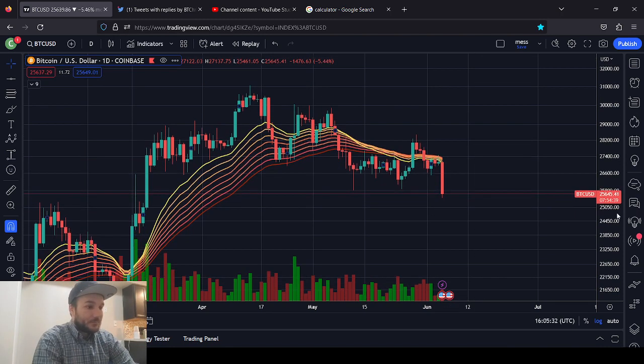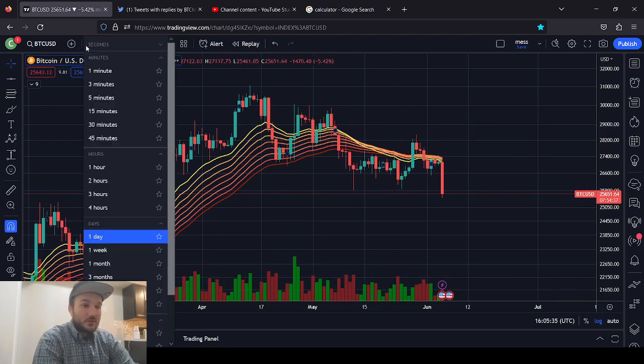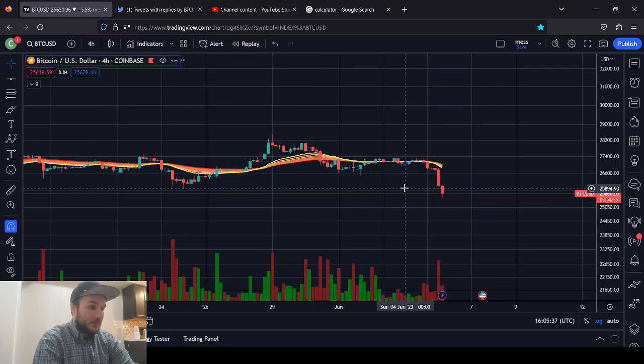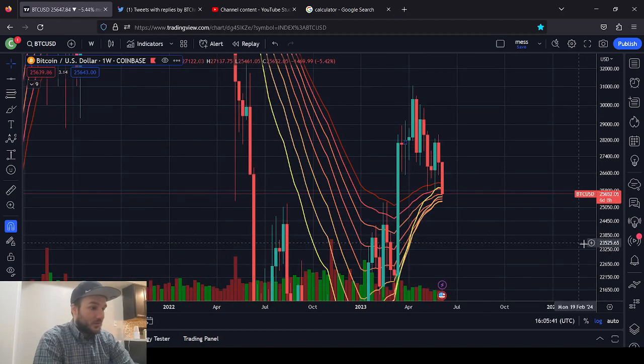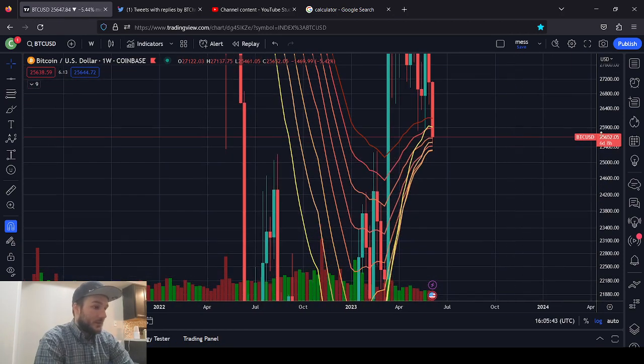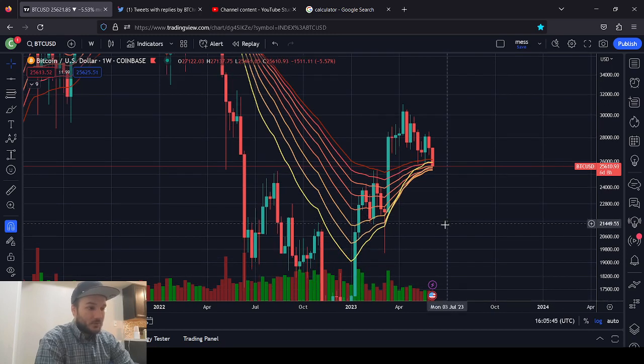But I don't know, man. With this ribbon, it looks pretty bad to me. Anyways, that's the other thing to watch for, man. On the weekly time frame, that RSI going below the 50 is something to watch for.